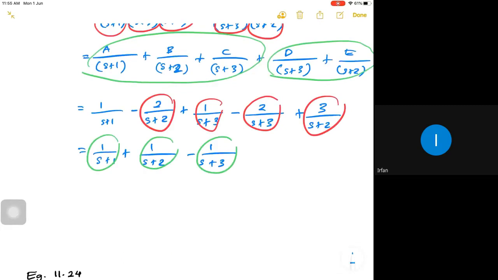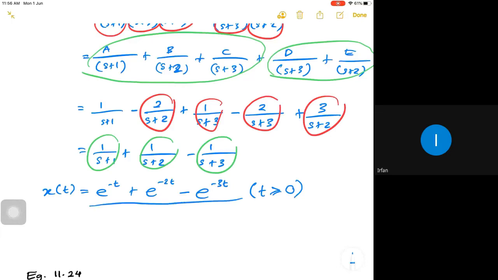The small x, the answer that we want in the t domain, in time domain, is equal to e power of negative t plus e power of negative 2t minus e power of negative 3t. And you need to put the condition, the range. For this range, t always needs to be bigger than 0. No other value, just 0. So that's it. That's the answer for the example.